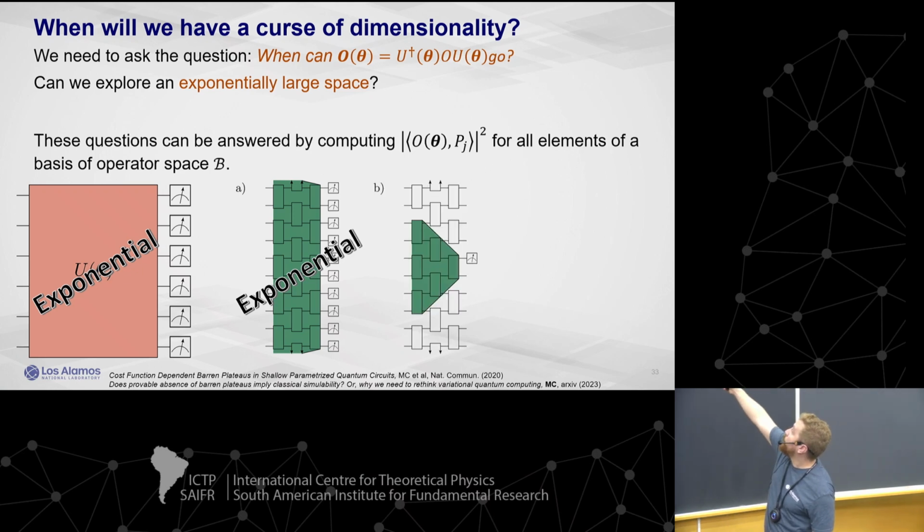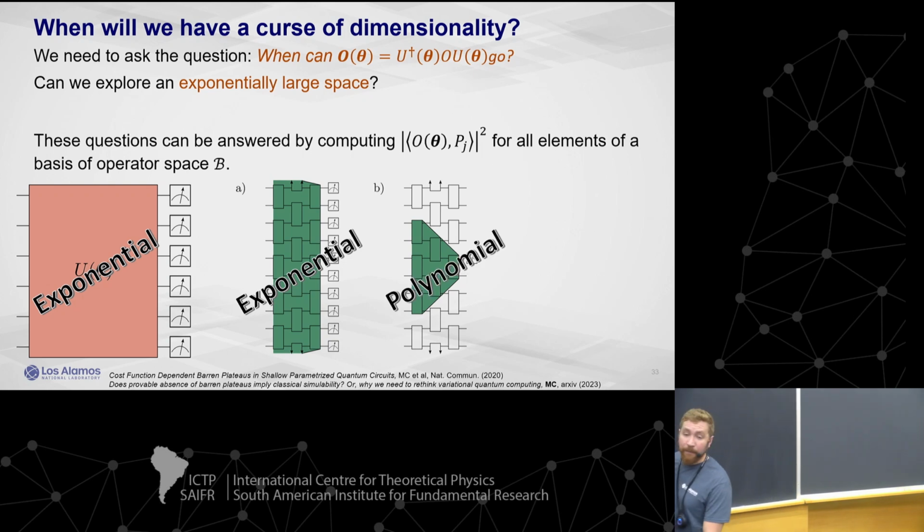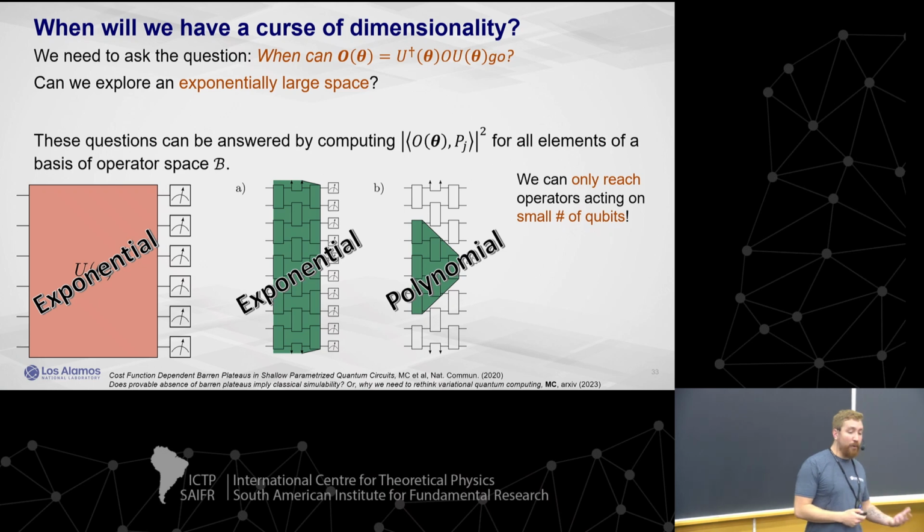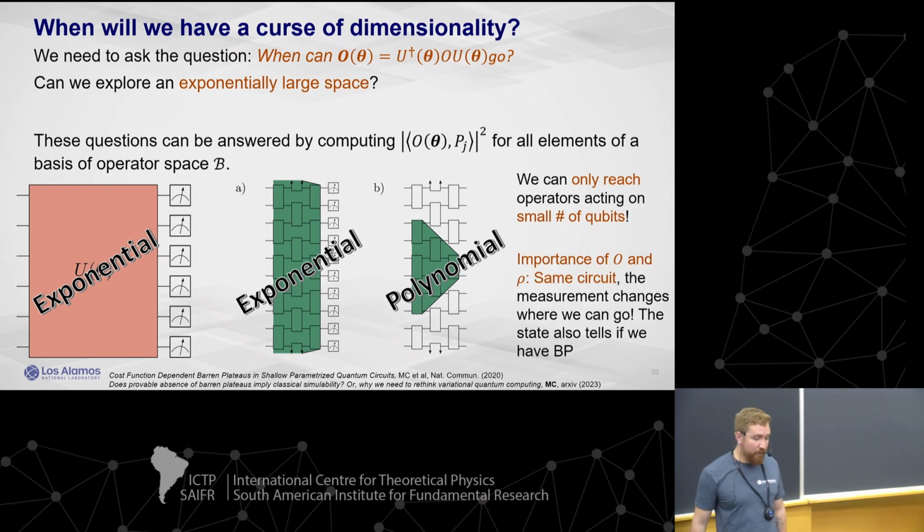What about this guy? Where can the backwards evolved measurement operator go? Well, it just stays in this light cone, because if I start with a measurement operator here, these gates are essentially doing nothing, and I can only propagate. So if I have a logarithmic number of layers, if this is L, this is 2L qubits in my backwards light cone. So if this is logarithmic, this is also logarithmic, and how many operators act on logarithmically many qubits? Polynomially many. So this lives in a polynomial subspace. So again, here we can see that one can reach a very small number of operators when we're acting on a very small number of qubits.